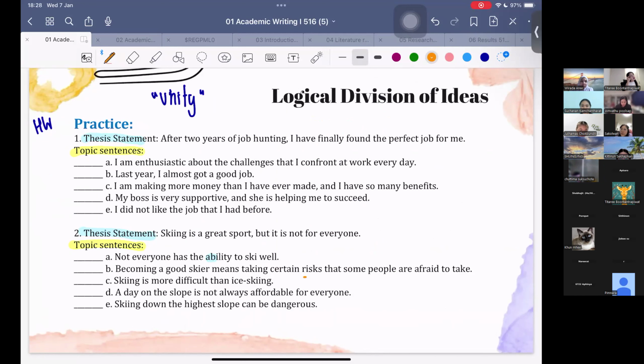Let's take 2 minutes. Please type the answer for number 1 and 2 in the chat. Let's see your answer. Let's see what you think is the answer for number 1 and number 2.